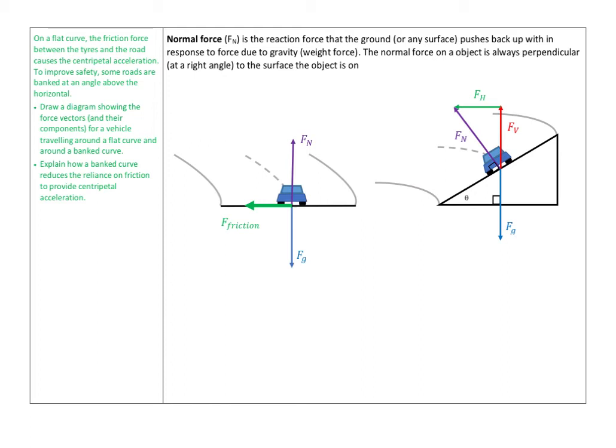So what do you need to be able to do? You need to draw a diagram showing the force vectors and their components for a vehicle travelling on a flat curve and a banked curve. So here's our flat curve. Normal force equal and opposite to the gravitational force, straight up. We need to rely on a frictional force to go around the corner. Here's the banked corner, and we show the horizontal component of the normal force is providing the force required for centripetal acceleration. Okay, let's keep moving.